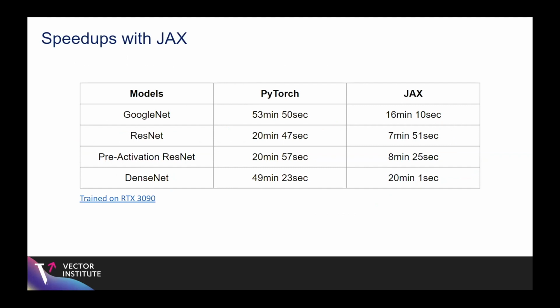So here's just a quick overview of how long it takes to train a few different popular CNN architectures on JAX versus PyTorch on the same hardware. So over here, it was trained on an RTX 3090. As you can see, JAX is often at least more than twice as fast compared to PyTorch.